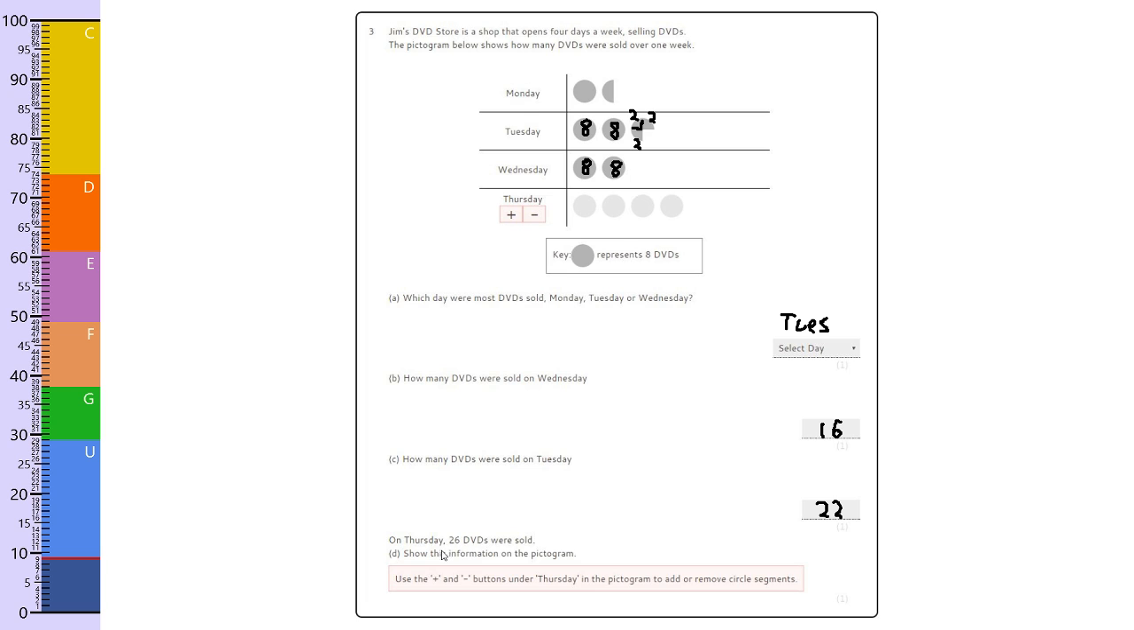Okay, so the last question. It says, on Thursday 26 DVDs were sold. Show this information on the pictogram. Right, so we want 8 in there. So we want to shade that in, or draw a circle around it. So that's got 8 so far. That hasn't got us far enough. We need another 8 in there. Okay, so that's another 8. Well, that's 16, so it's still not enough. I'll add another 8.